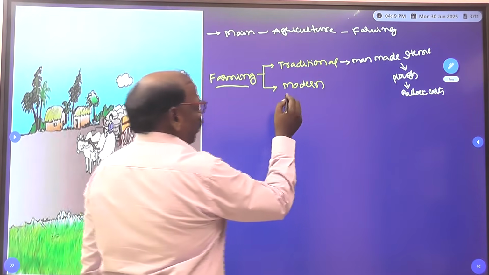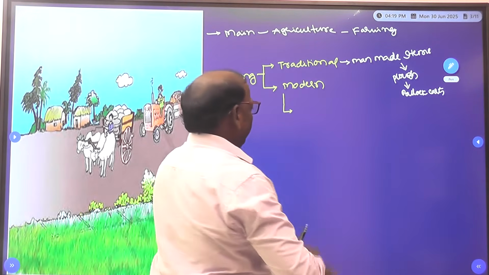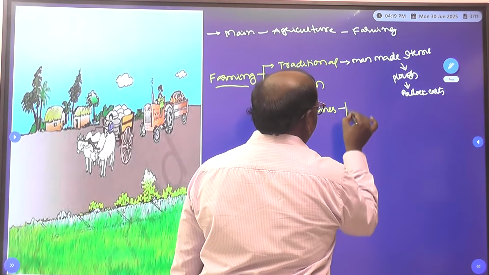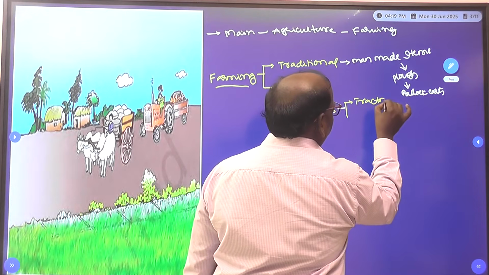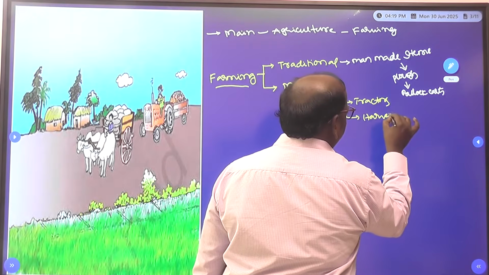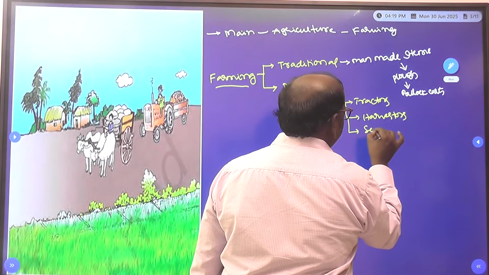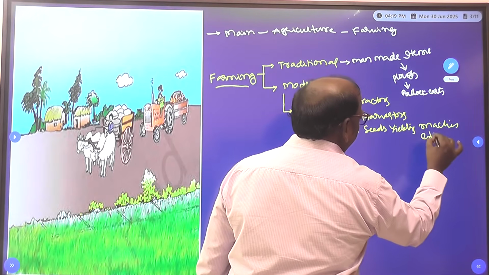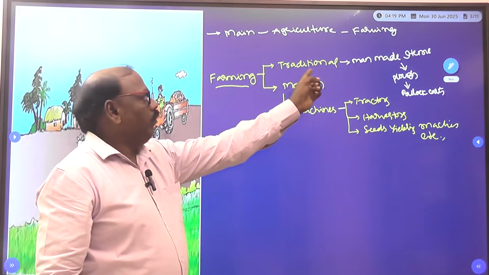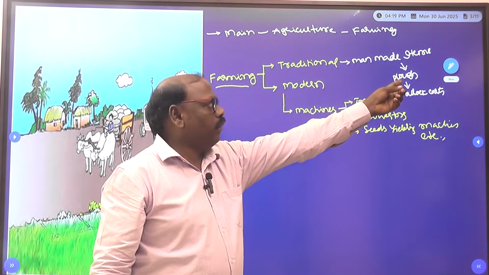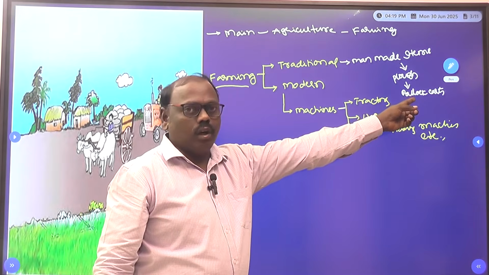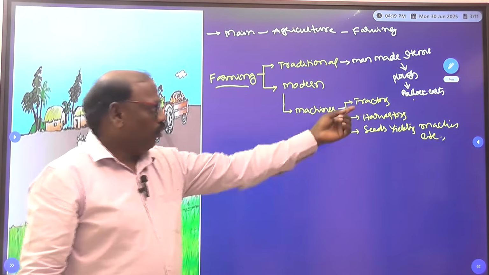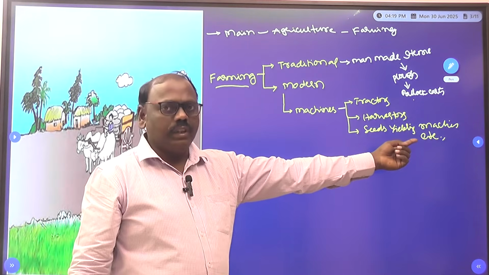Next, when it comes to modern farming, they are all using machines, like tractors, harvesters, and seed yielding machines, etc. In traditional farming, they are using man-made items like the plough and bullock carts. When it comes to modern farming, they are using machines like tractors, harvesters, and seed yielding machines, etc.